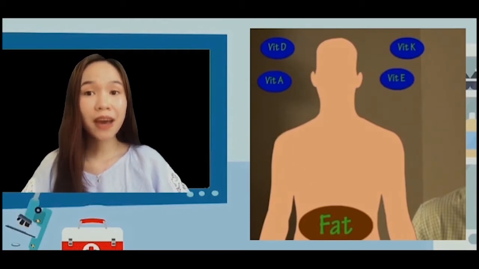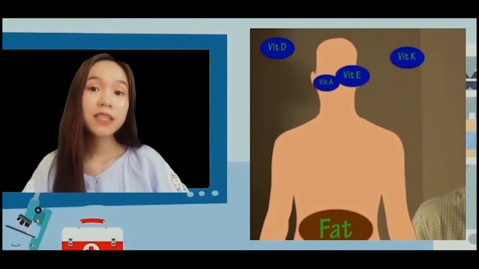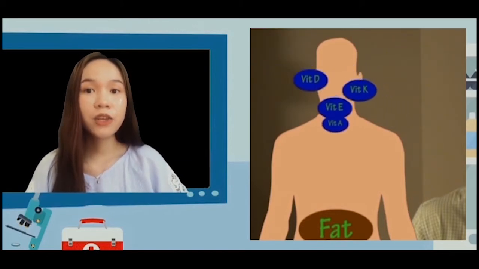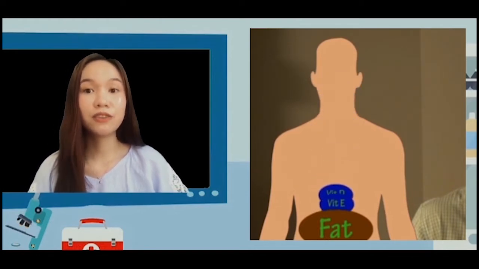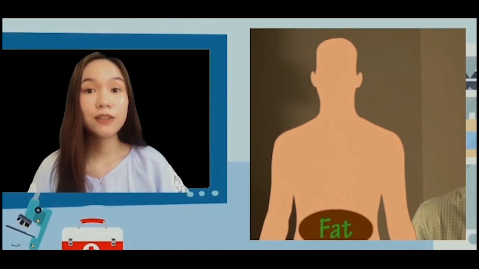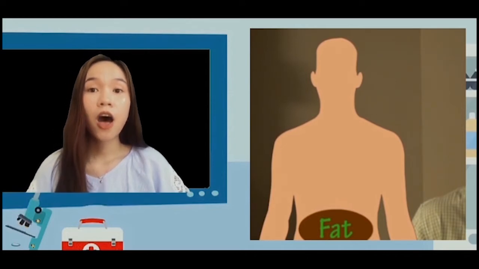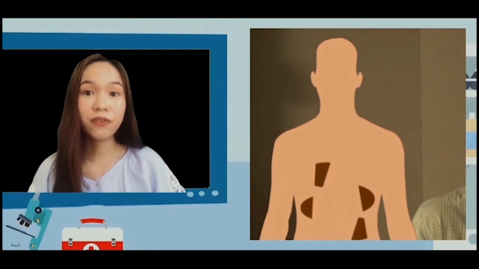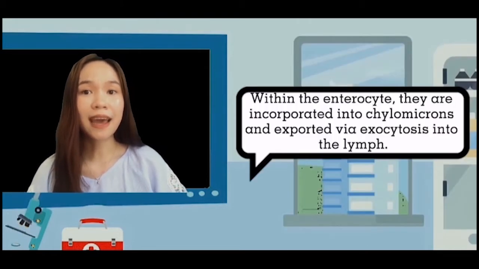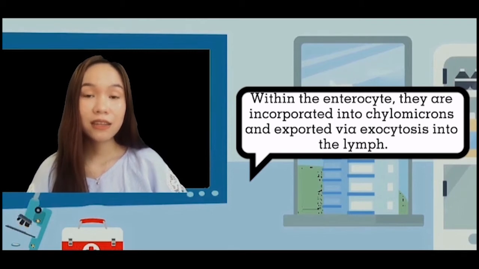The fat-soluble vitamins A, D, E, and K are absorbed from the intestinal lumen using the same mechanisms used for absorption of other lipids. In short, they are incorporated into mixed micelles with other lipids and bile acids in the lumen of the small intestine and enter the enterocyte largely by diffusion. Within the enterocyte, they are incorporated into chylomicrons and exported via exocytosis into the lymph.